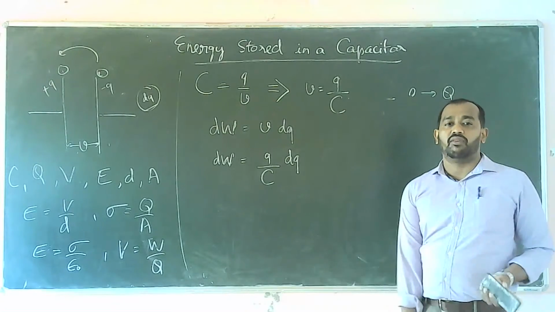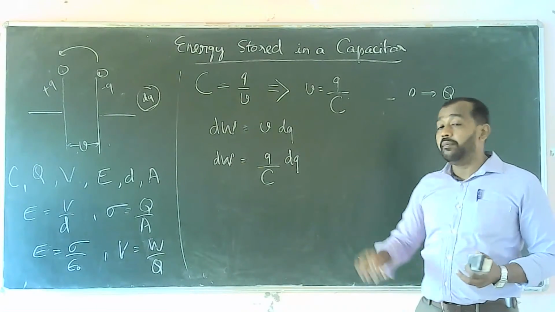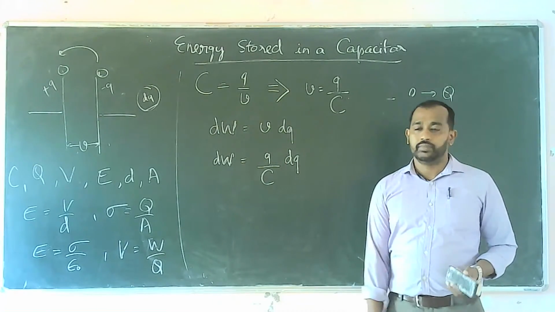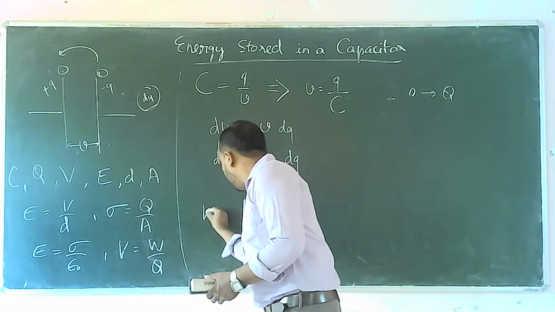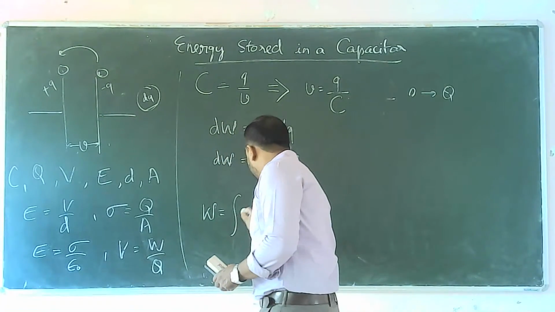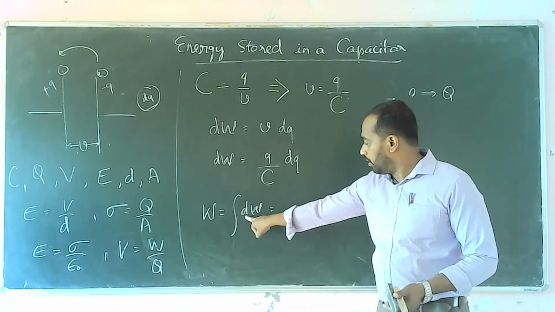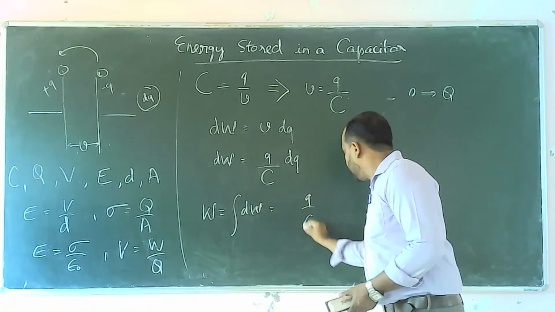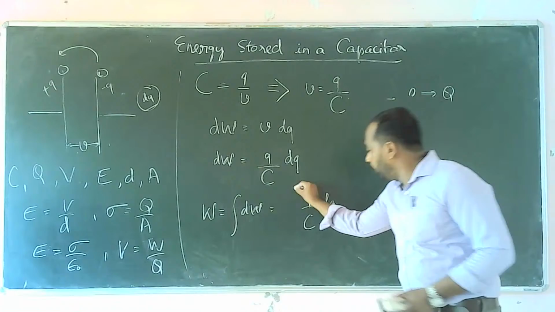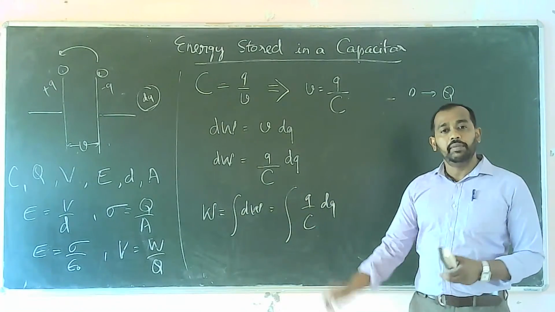What is the total amount of work done? That is obtained by using the integration method. So the total amount of work done will be equal to the integration of dW. When we integrate this, dW is equal to q by C into dq. When you integrate this, what is the limit?